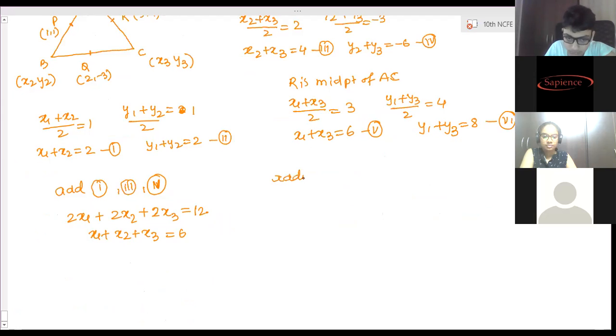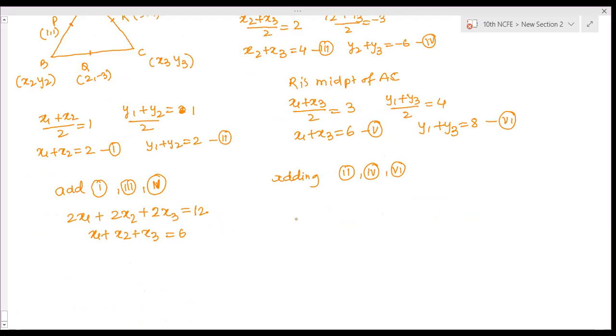And again adding 2, 4, and 6, what will we get? 2y1 plus 2y2 plus 2y3 is equal to 2 plus minus 6 is minus 4, plus 8 is plus 4. So y1 plus y2 plus y3 is equal to 2.